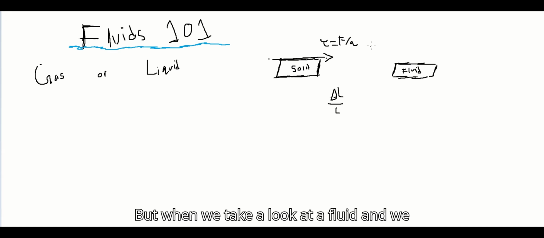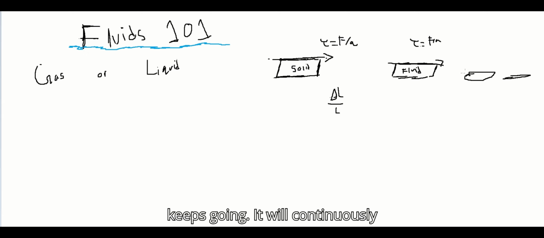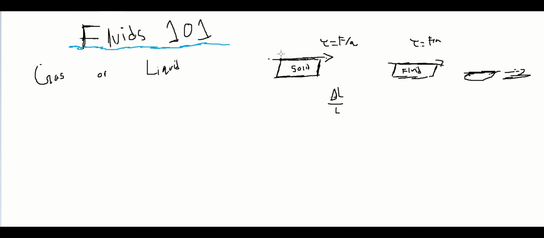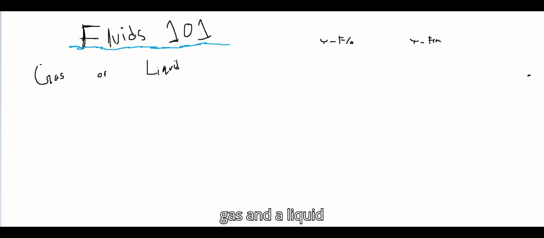But when we take a look at a fluid and we apply that same shearing stress, it will just continuously deform. Just keeps going. It'll continuously deform, right? Now, what exactly is the difference between a gas and a liquid in fluids?